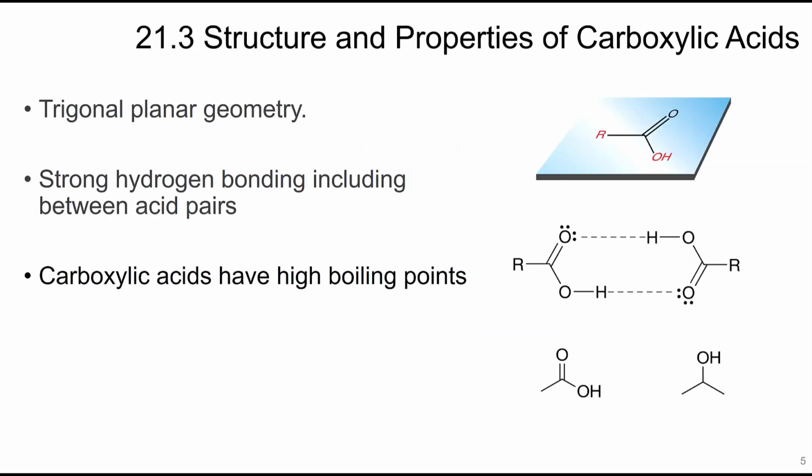Carboxylic acids have trigonal planar geometry because it contains that sp2 carbon. It also has strong hydrogen bonding between the acid pairs. You can see 2 carboxylic acids here that can hydrogen bond to each other. So the OH of one can hydrogen bond to the carbonyl oxygen of another, and vice versa. This is why when we're looking at IR spectra, we can see the huge ugly peak where we would expect an OH stretch. Because of the hydrogen bonding, carboxylic acids have high boiling points. For acetic acid, the boiling point is 118 degrees Celsius versus something with similar mass, 2-propanol or isopropanol, which is 82 degrees.